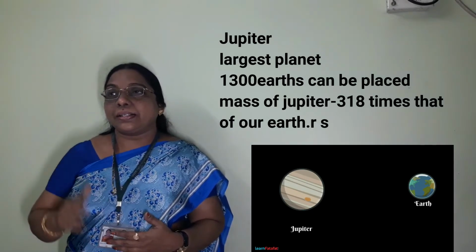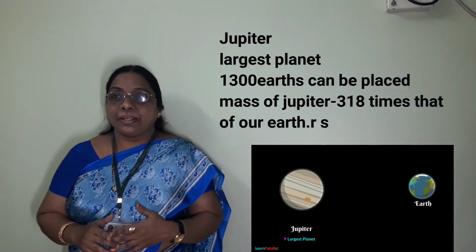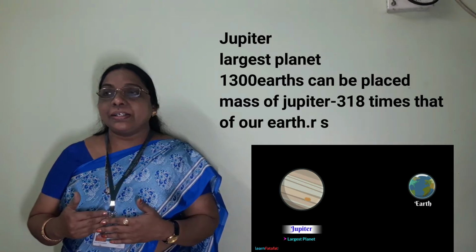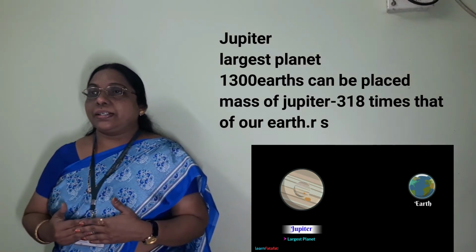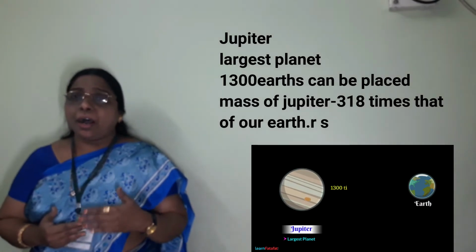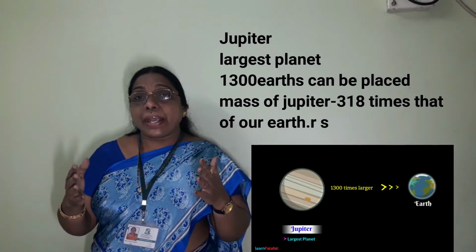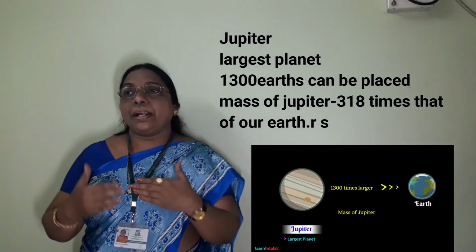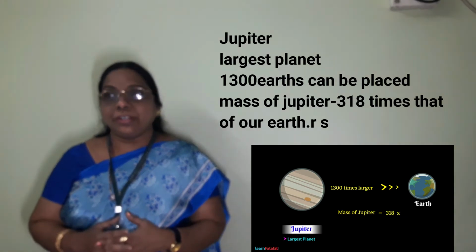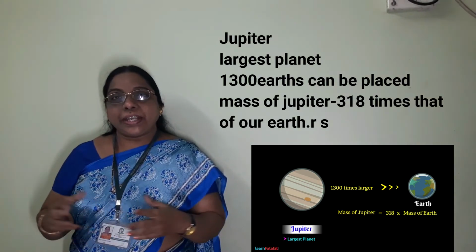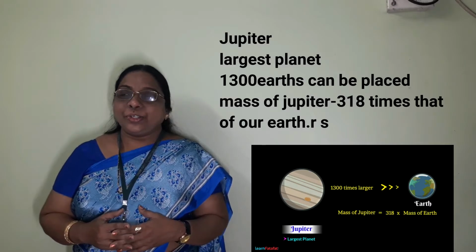And the third one is Jupiter. Coming to Jupiter, this is the largest planet in the solar system. Among the eight planets, Jupiter is the largest one. How large is it? It is so large that 1300 Earths can be placed in this giant planet called Jupiter.